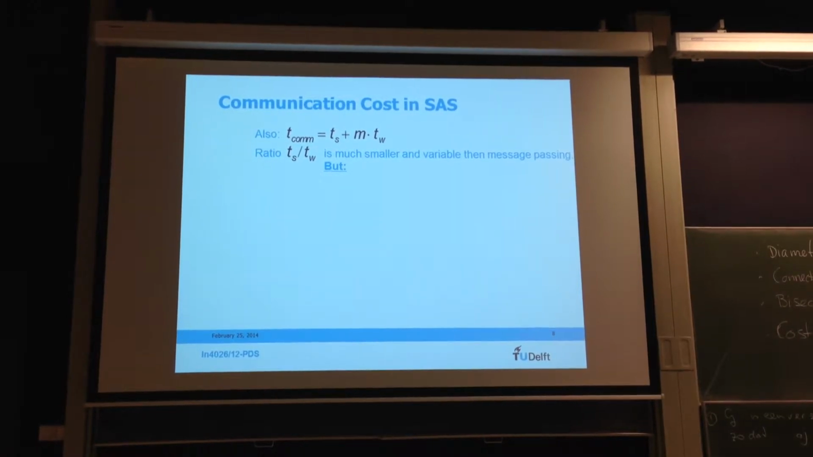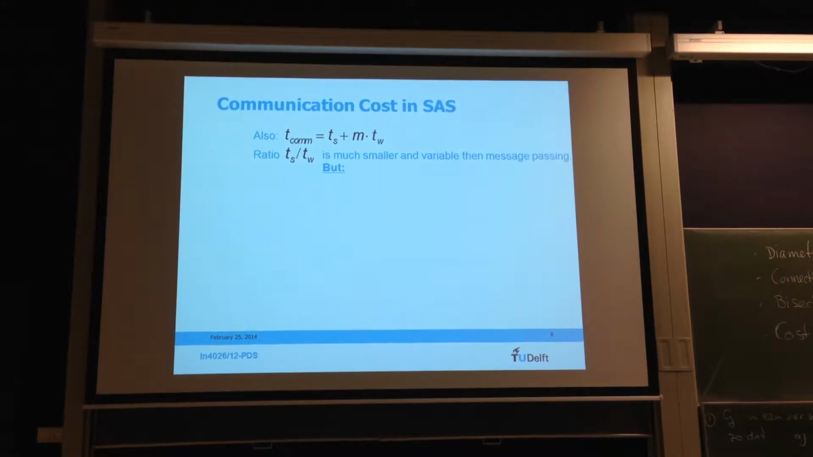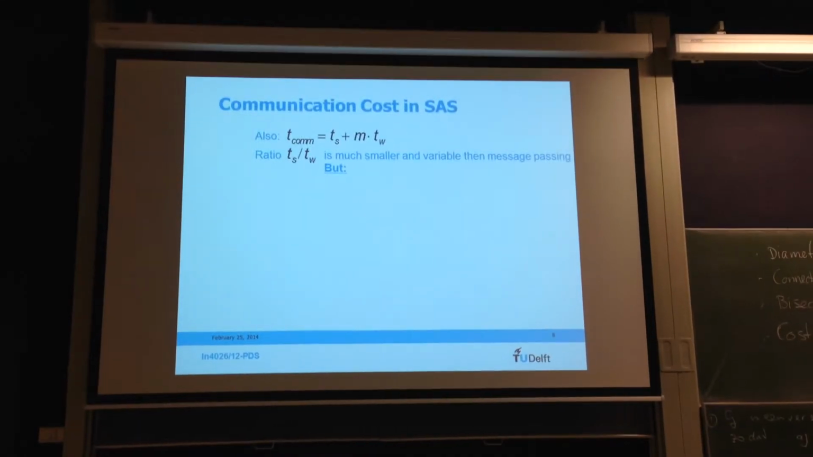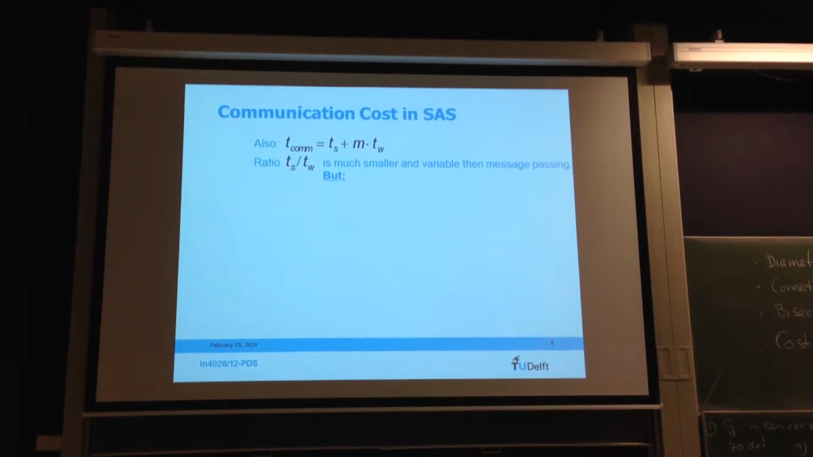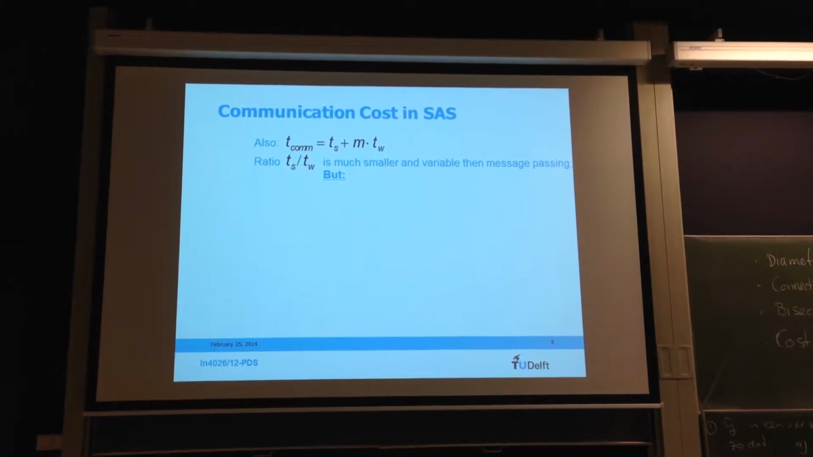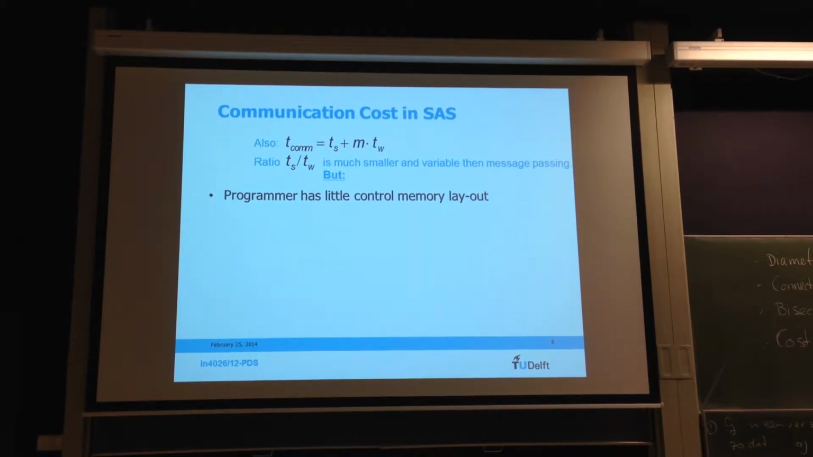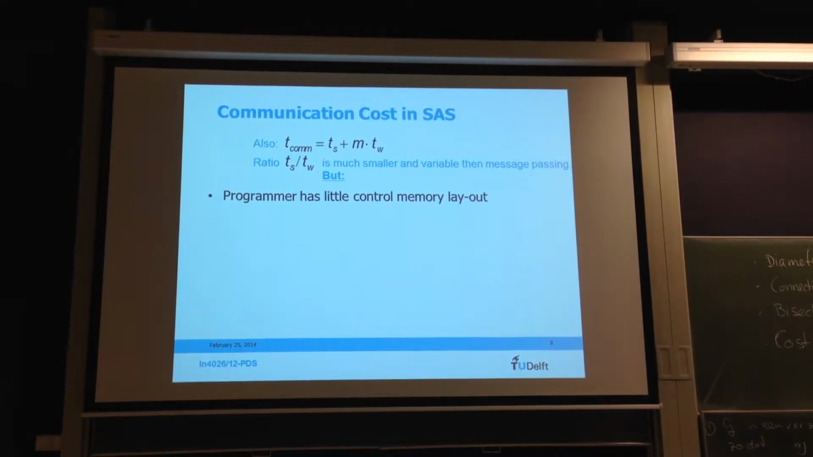Because the ratio here between TS and TW is way smaller and variable, or dynamic if you might say, than in the case of message passing. The ratio is lower because they're basically dealing with the same memory, so it's basically transferring bits from one space to another space, right? But the variability comes from a number of factors. First of all, the programmer has very little control in his program over the memory layout. The memory layout sometimes influences the communication time between two parts of the system.